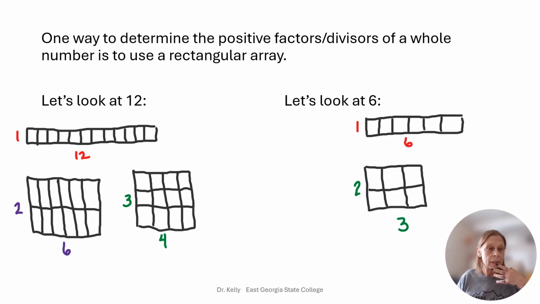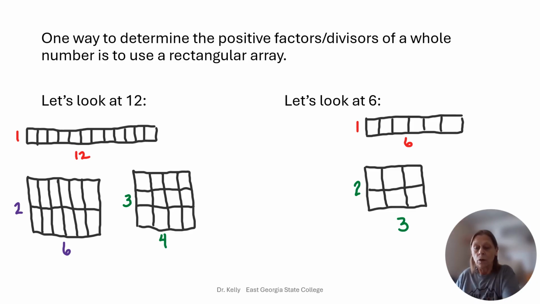So I made an example here for 12. You see we could have one row of 12. That would represent 1 times 12. And then I have 2 rows of 6. 2 times 6 is also 12. And 3 rows of 4. 3 times 4 is also 12. And there's no other way that we can put together a rectangle that would comprise 12 units.